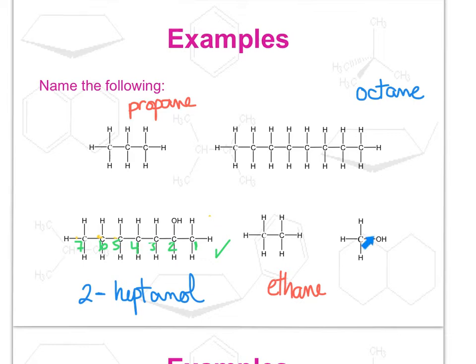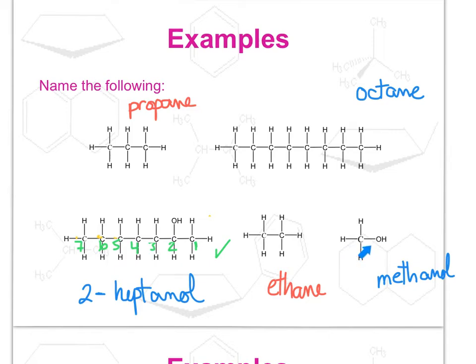Next one, just one carbon. So one carbon would be meth, and so that would be our parent name. And let's see what functional group it is. I see an OH here, and that tells me it's an alcohol, so -anol is the ending. So methanol. Methanol is what we use for our birthday celebrations. We pour it on the table and light it on fire.